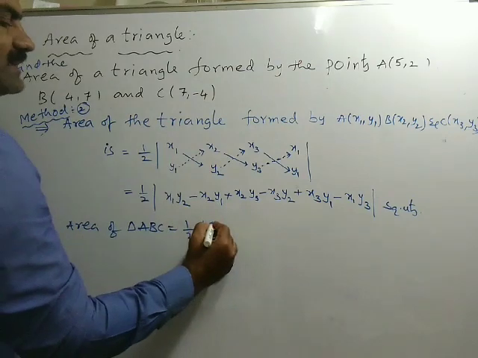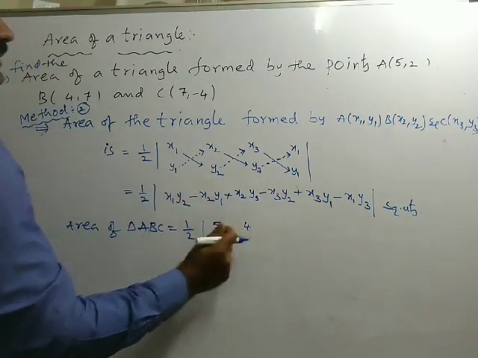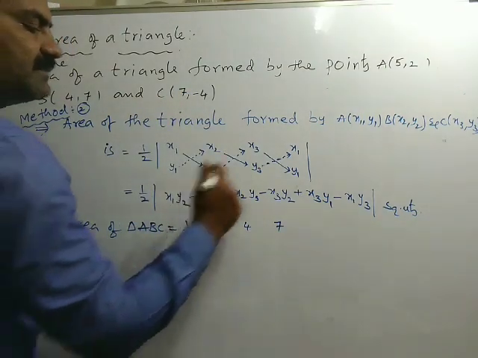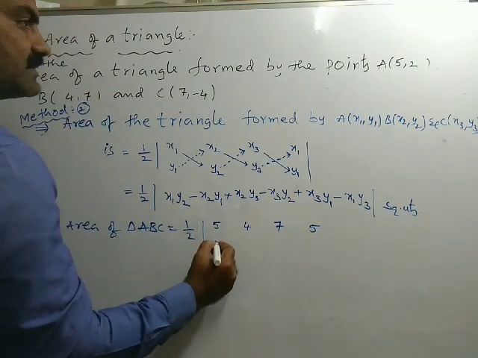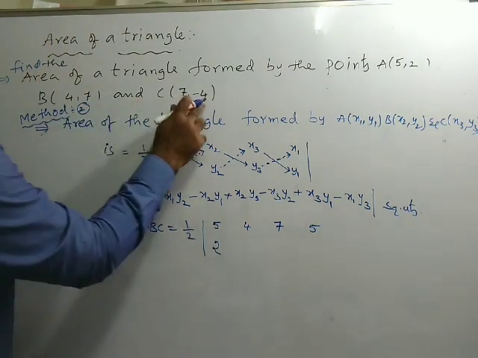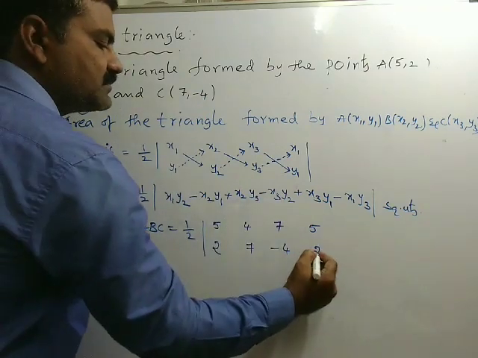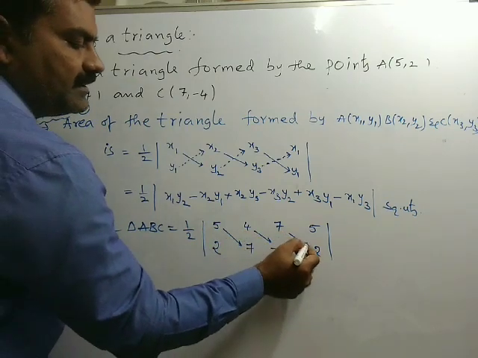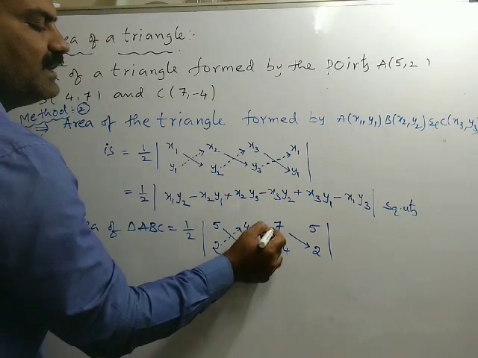Starting from x1 is 5, x2 is 4, leave some space, and then x3 is 7. Please repeat the first one once again, 5. Similarly, y coordinates 2, 7 and minus 4. And you need to repeat the first one. So this is a regular arrow, you can take it. And this direction you can identify by the dotted arrow.